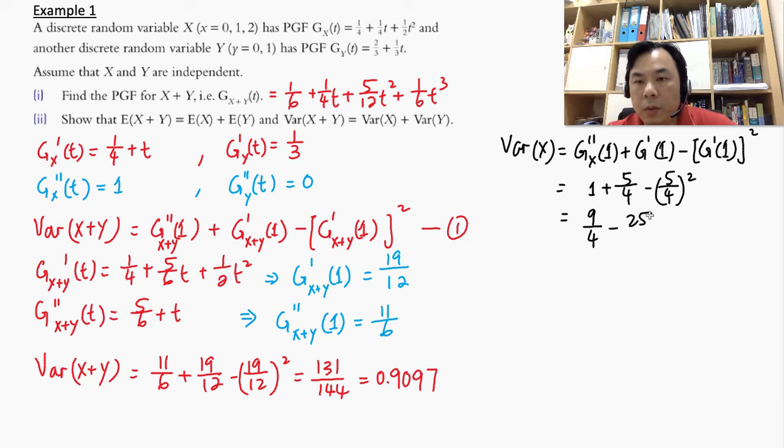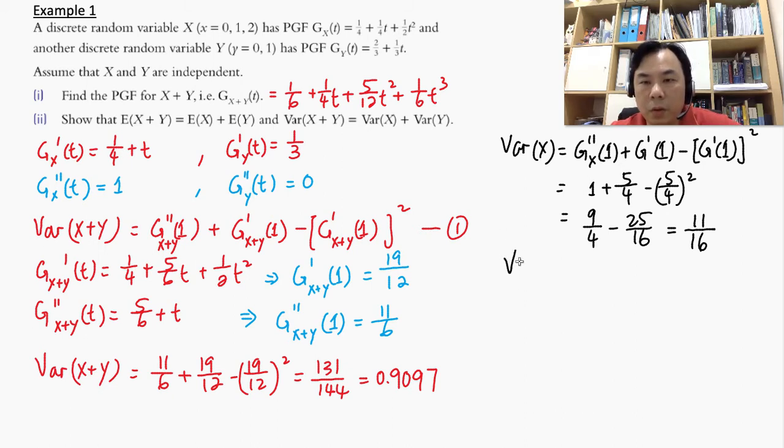And then with 25 over 16. Okay, let me see. 36 there. So 11 over 16. Is that correct? Let me check. 36, 11. Yep, correct.